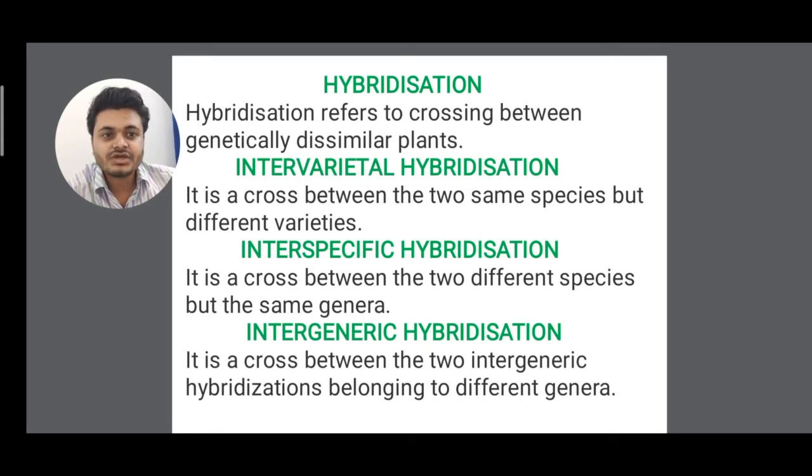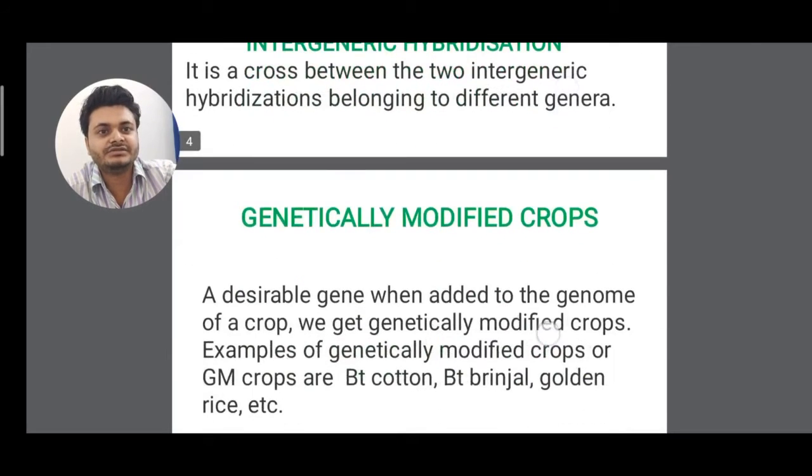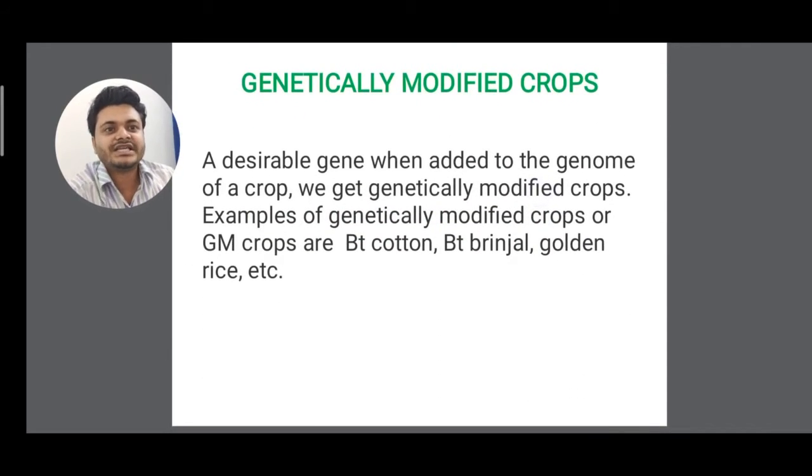It is a cross between two different genera. Understood? Intergeneric hybridization is a cross between plants belonging to different genera. Now what are GMO crops or genetically modified crops? When a desirable gene is added to the genome of a crop, we get genetically modified crops. Examples: BT cotton, BT brinjal, golden rice. Clear? We'll see the examples.